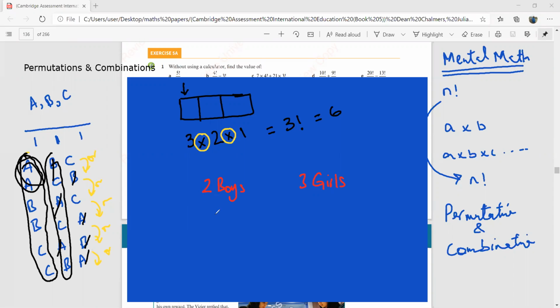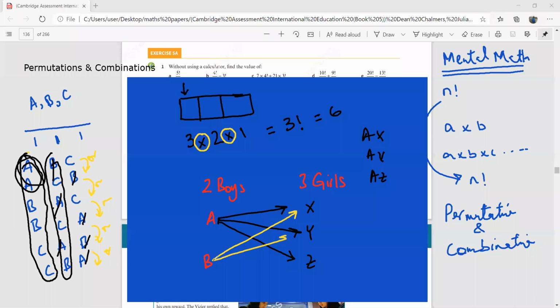Now, suppose the names of these 2 boys are A and B. Okay, A and B. And the girls are X, Y, Z. Now, one of the pairs can be AX, it can be AY, it can be AZ. So how many pairs are these? These are 3 possible pairs. Okay, you have AX, AY, AZ, or you can see that this can also be BX, BY, and BZ.